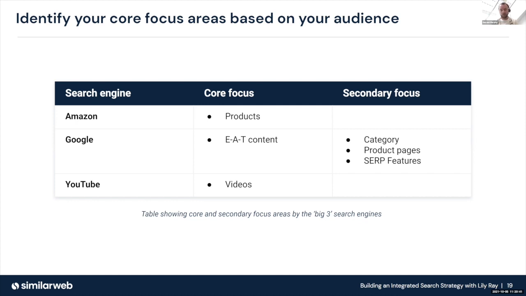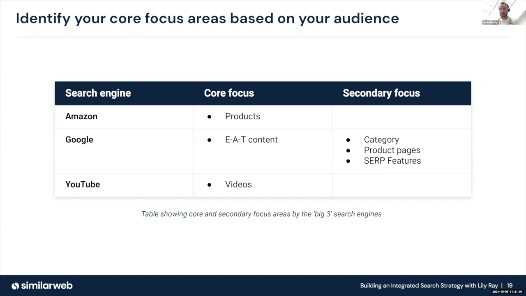Google is a lot more heavy towards EAT. So as Lily explained earlier on, this is really about trying to get really high quality content onto your website. But there are also some secondary focuses on Google. It's massive, and there are sometimes a lot of opportunities. So you can also optimize for products, for category pages, and for different SERP features like instant answers, images, and so on.